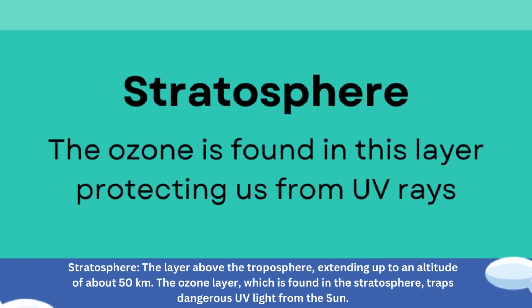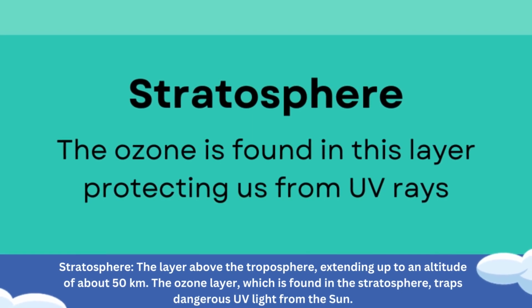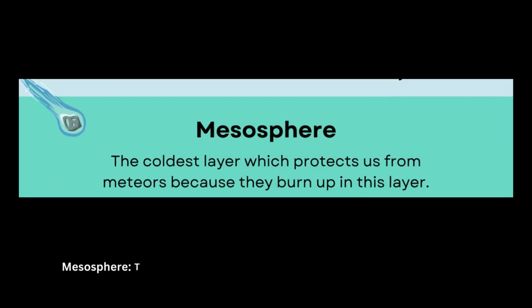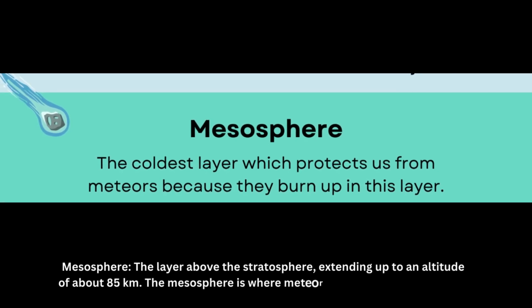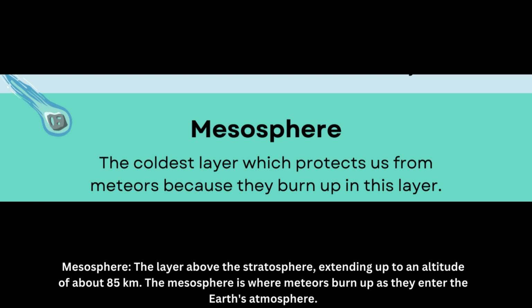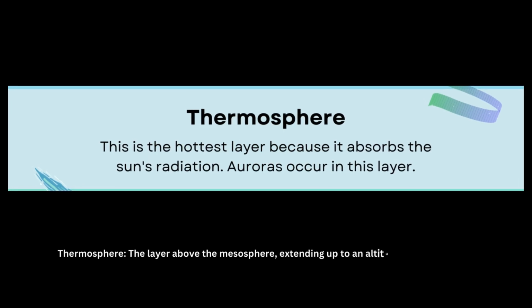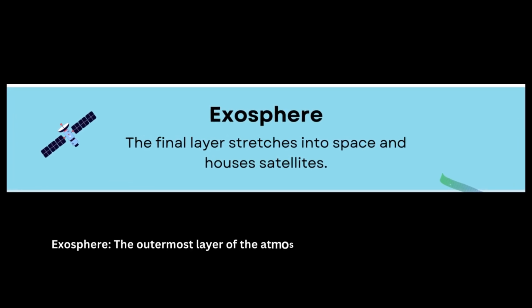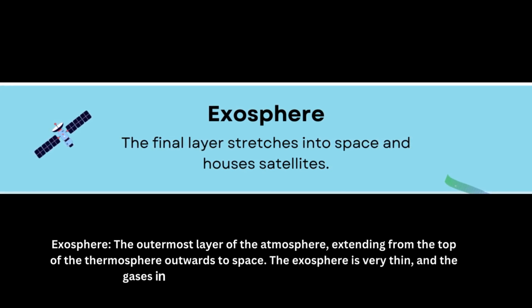Stratosphere, the layer above the troposphere, extending up to an altitude of about 50 kilometers. The ozone layer, which is found in the stratosphere, traps dangerous UV light from the sun. Mesosphere, the layer above the stratosphere, extending up to an altitude of about 85 kilometers. The mesosphere is where meteors burn up as they enter the Earth's atmosphere. Thermosphere, the layer above the mesosphere, extending up to an altitude of about 600 kilometers. Exosphere, the outermost layer of the atmosphere, extending from the top of the thermosphere outwards to space. The exosphere is very thin, and the gases in this layer gradually dissipate into space.